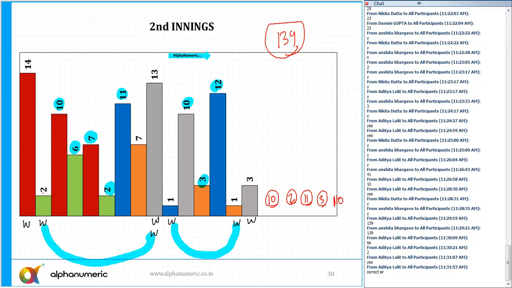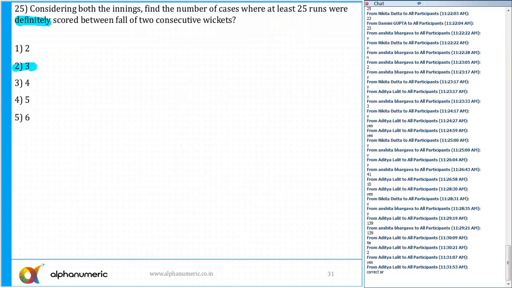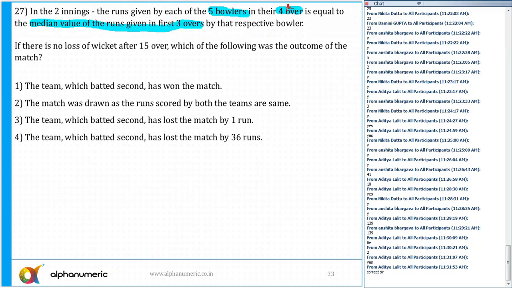The median value among 13, 10, and 3 is definitely 10. And among 7, 3, 1, the median is 7. I don't know. The official answer has been given as option 3. But I think the answer should be option 2, isn't it? Because both the teams have given the same number of runs. So the correct answer should be that the match was drawn, as the result scored by both the teams is the same. The correct answer should be option 2. Is that okay?